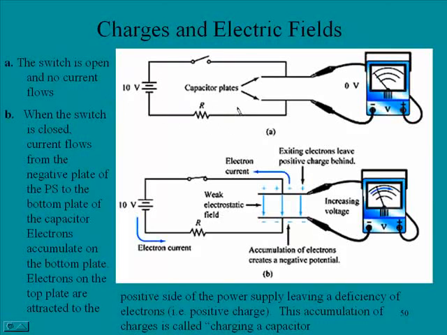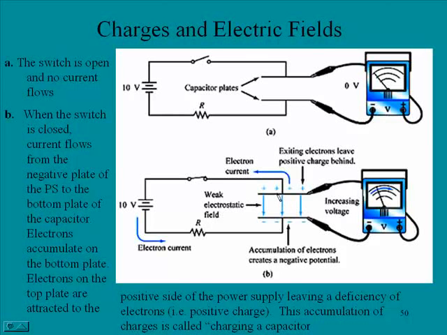Now, as we look at this first image right here, we will note there's an applied voltage, there's a resistor. These two lines here are representative of the capacitor plates. And here we have a voltmeter. And you'll notice that the voltmeter is reading 0 volts, and the circuit is open. When the switch is closed, current flows from the negative plate of the power supply to the bottom plate of the capacitor.